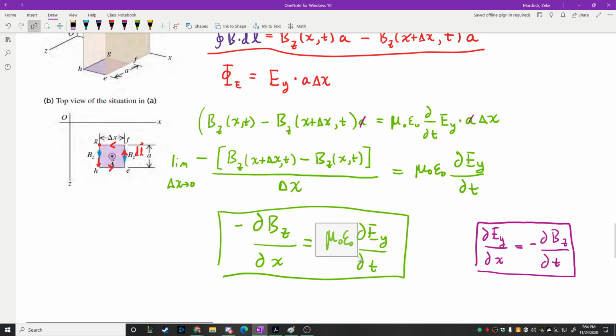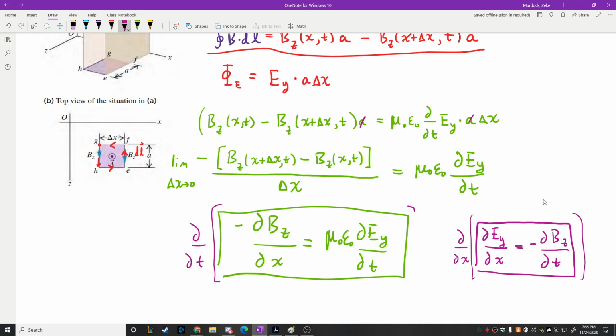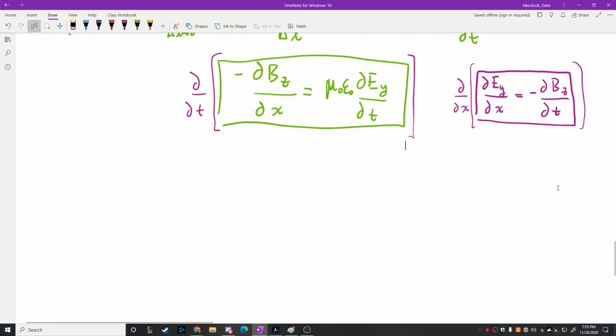But then you've also got this thing here. Why is that only showing up in one place? Well, when we combine them together, we'll get everything that we need, but we need to do one other thing. On the equation on the right, we're going to take the partial derivative with respect to x of the whole thing, okay? And on the equation on the left, we're going to take the partial derivative with respect to time of the whole thing, okay?